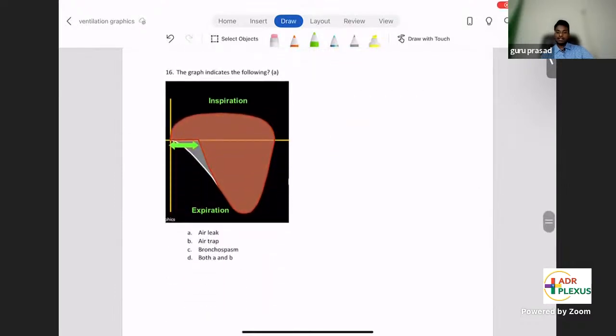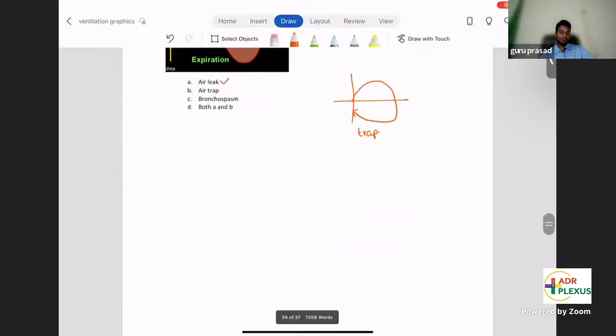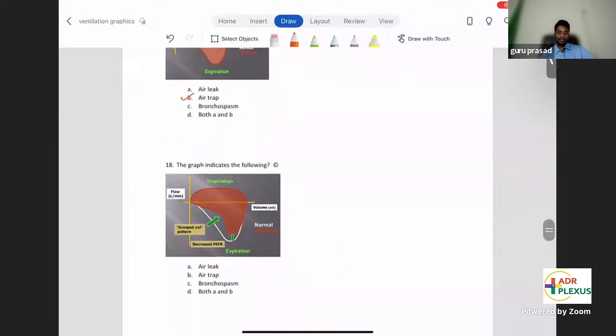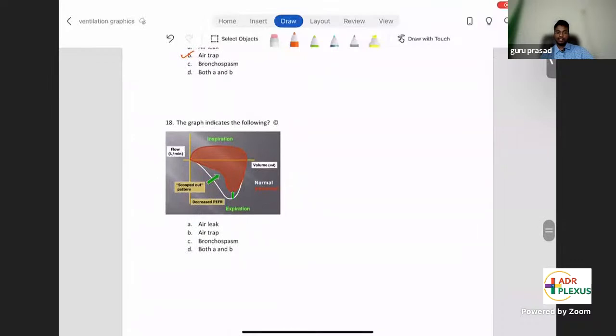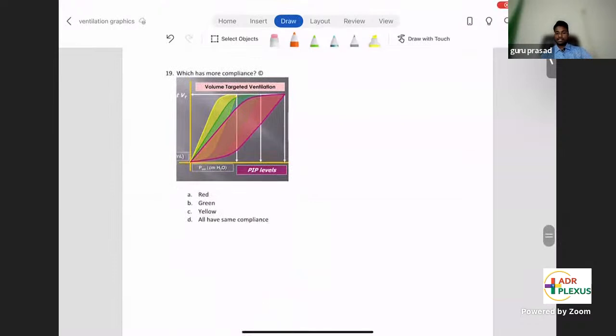Now tell me, what does this graph indicate? Excellent. It is air leak, because I told you, whenever the expiration is touching the volume axis, that is leak. Whenever your expiration is touching the flow axis, that is trap. So okay, I have already told, and this is air trap. Now tell me what this graph indicates. In this graph, they are saying there is a decreased peak expiratory flow rate, and this is the scooped out pattern. This is seen in bronchospasm. Yes, very right.